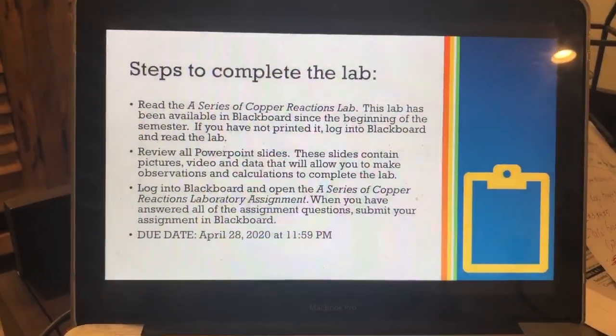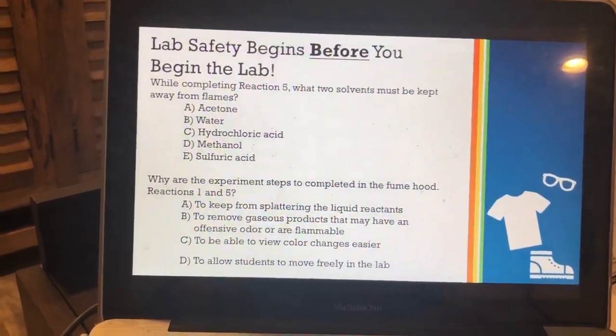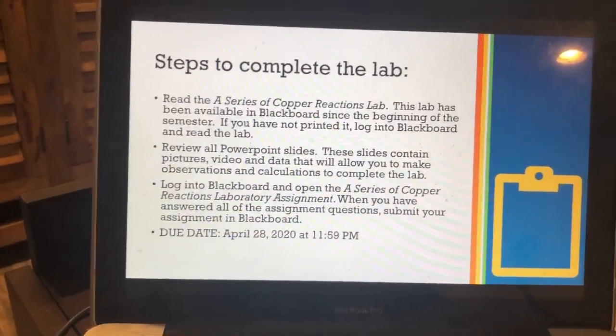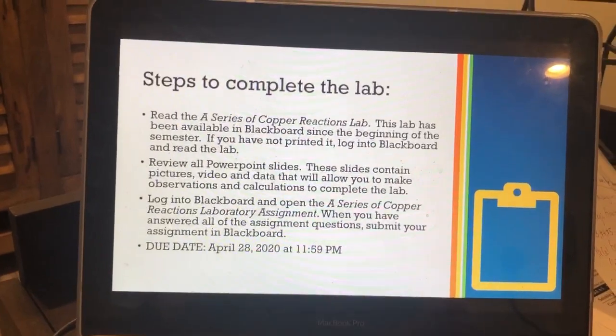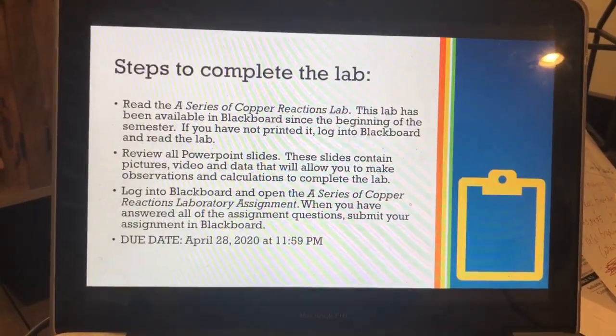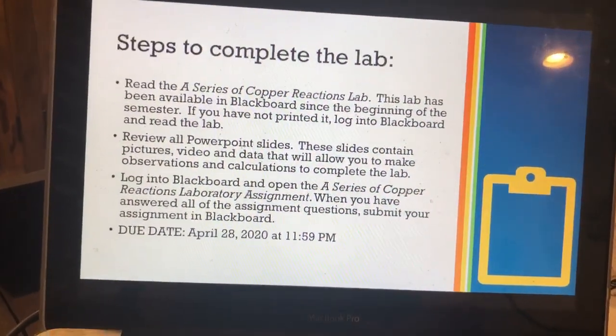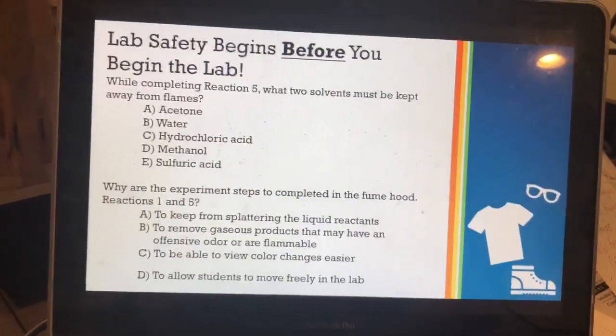Okay, so that's not important. This lab is going to be due next Tuesday, April 28th, and this will be the last lab I make you do for the semester. So make sure we get this done on time.